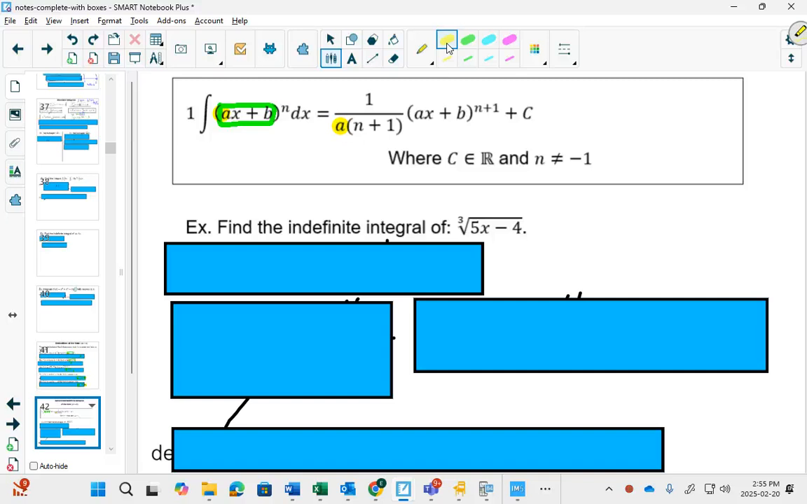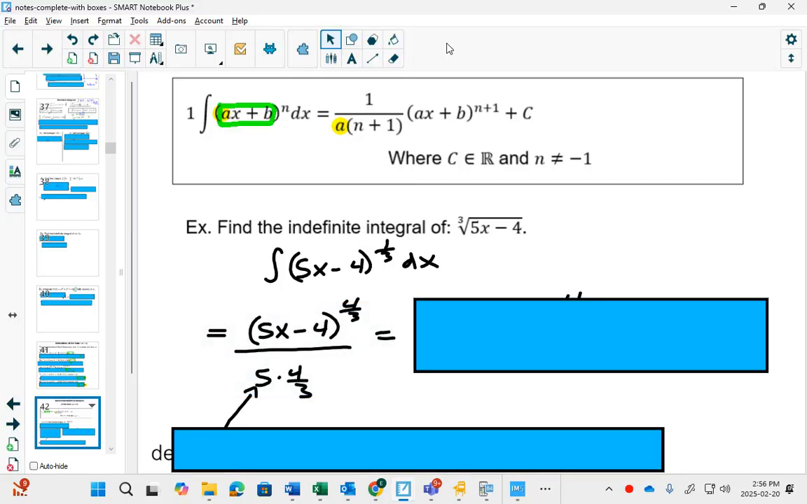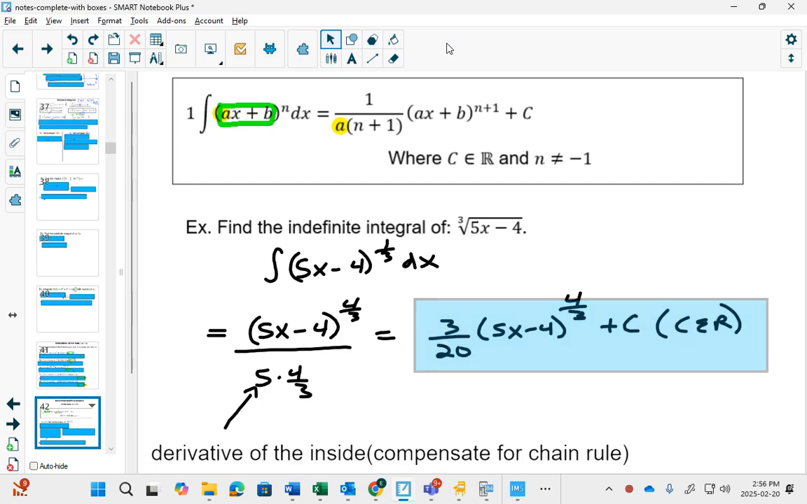So for this first example, I would start by writing that cube root as a 1/3. It's a power rule that, if I was doing the derivative, would have a simple chain rule that I'd have to times by 5. So now, undo things. Undo the power rule by adding 1 to the exponent and dividing. And then I also have to divide by 5 to compensate for that chain rule.